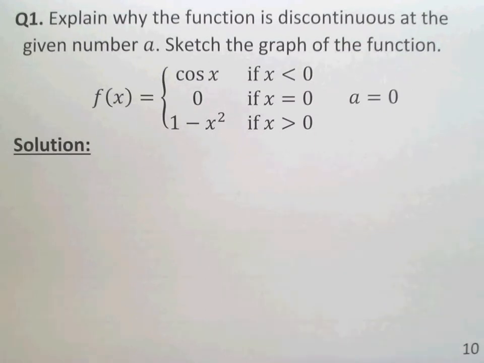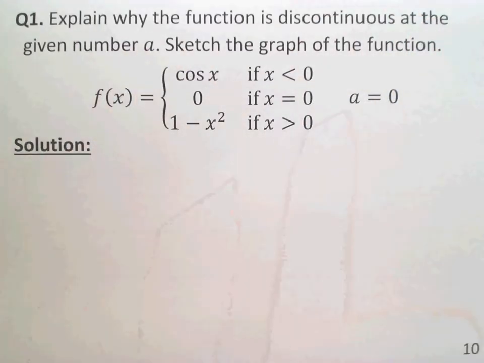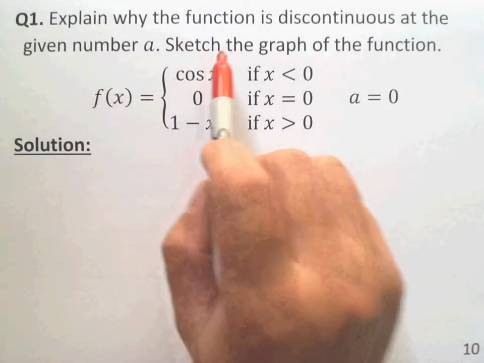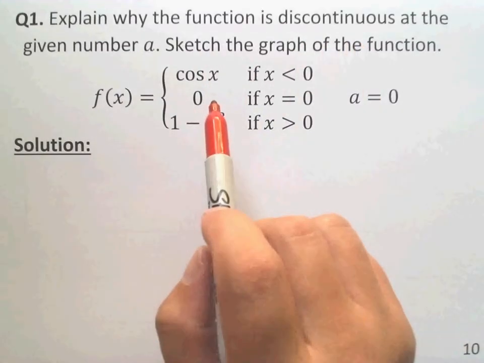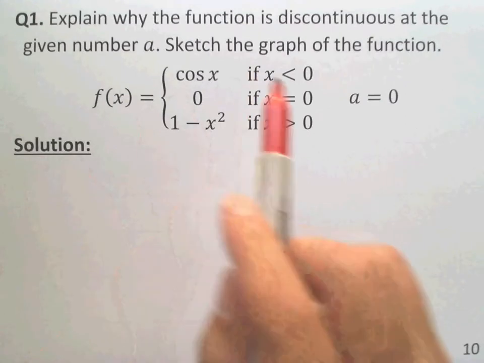Now I have two examples to show how to use this concept to deal with continuity, continuous from the left, continuous from the right. Let me see the first. Why is the function discontinuous at a, which is at 0? The second question, sketch the graph. This is a piecewise function. We know how to sketch the graph. We need to do two steps, right?